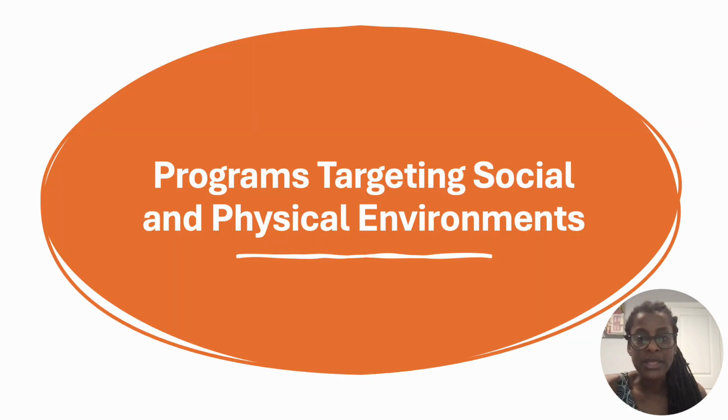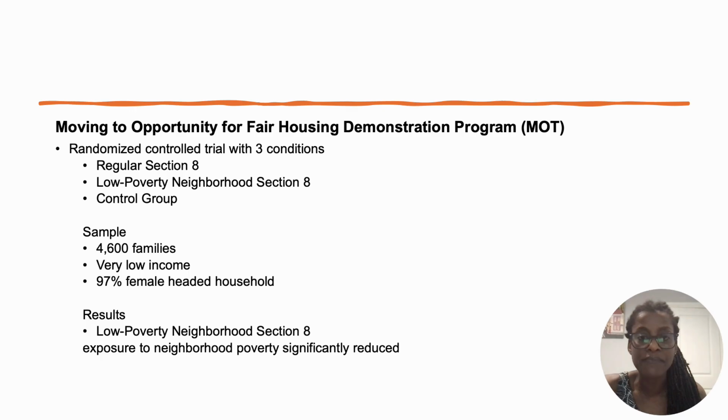So let's look at some programs that have targeted the social and physical environment in an effort to promote health outcomes. One such program is a randomized controlled trial, RCT for short, assessing the health effects of housing. It consisted of 46,000 families in public housing, and they were randomly assigned to 3 conditions. Think of randomization as like a flip of a coin.